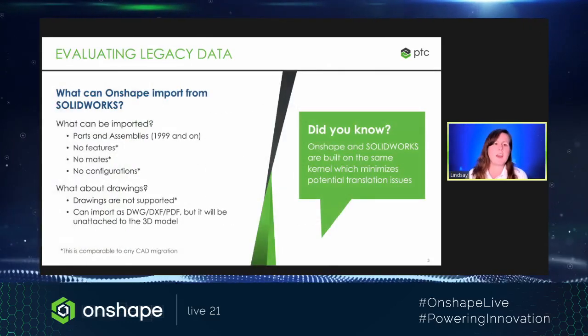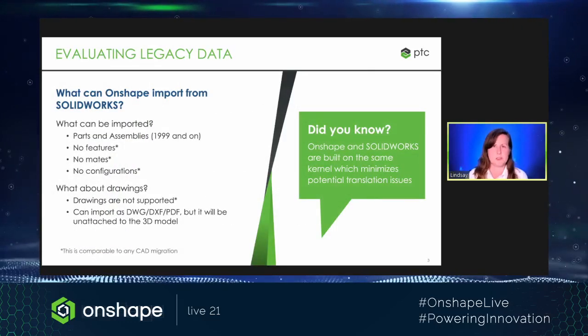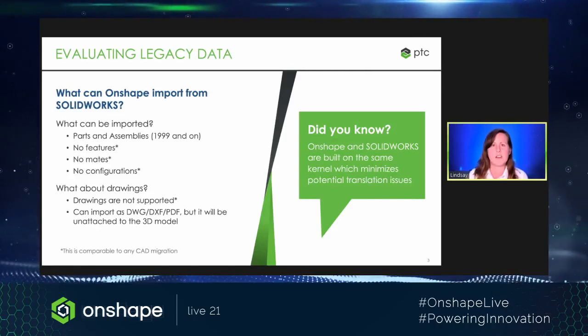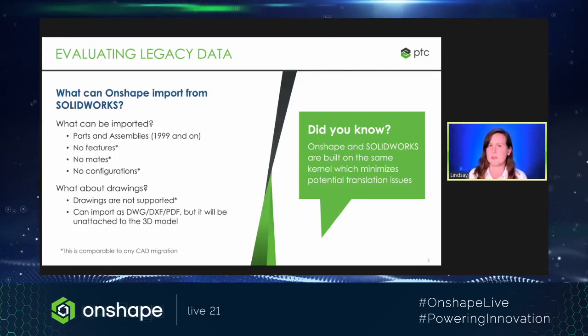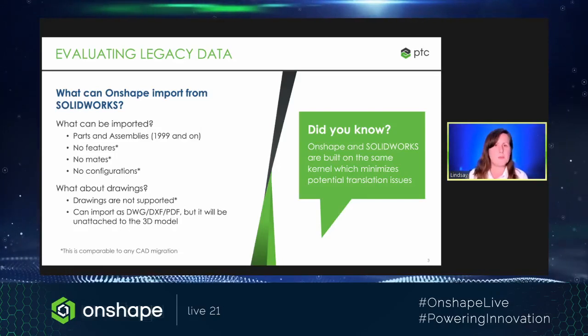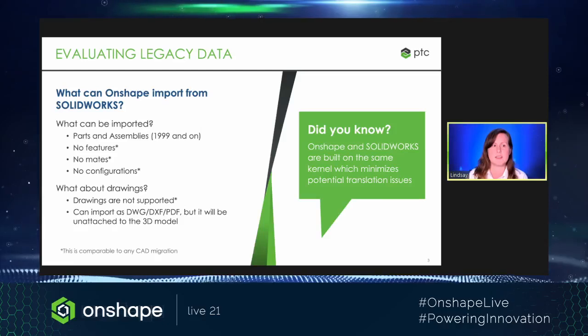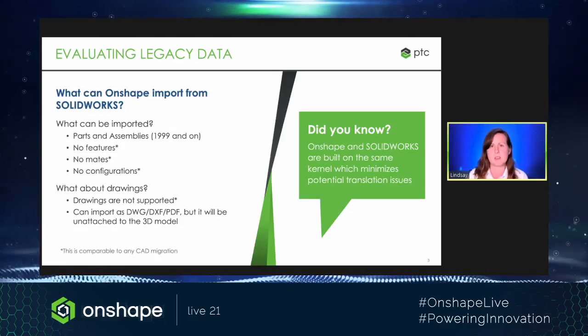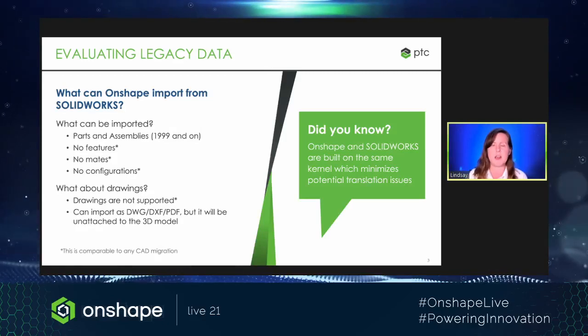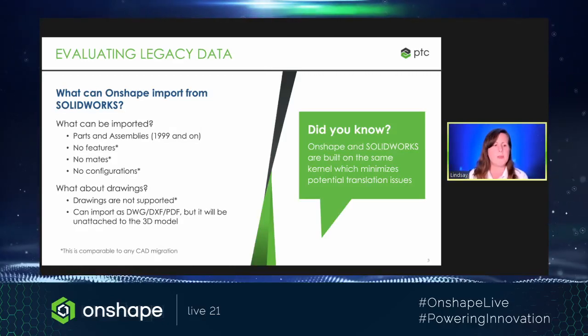So first, what can Onshape import from SOLIDWORKS? This is going to look a lot like any other CAD migration. So coming from any other system to another system. You're going to be able to bring in the parts and assemblies, but they are not going to have their features, mates, or configurations. So they'll come in as an imported solid.